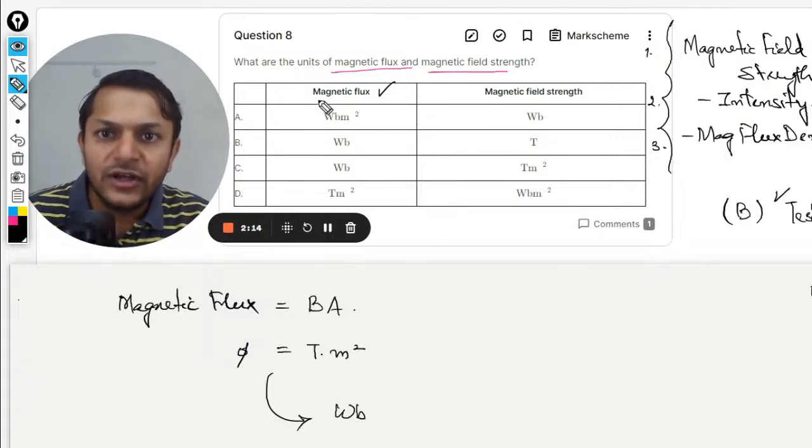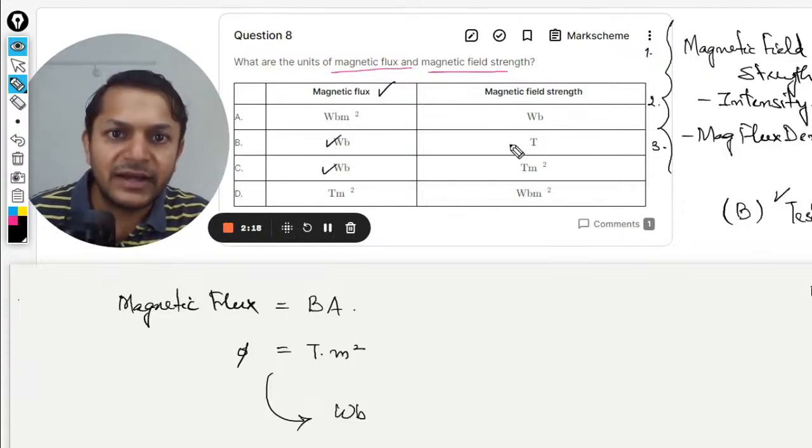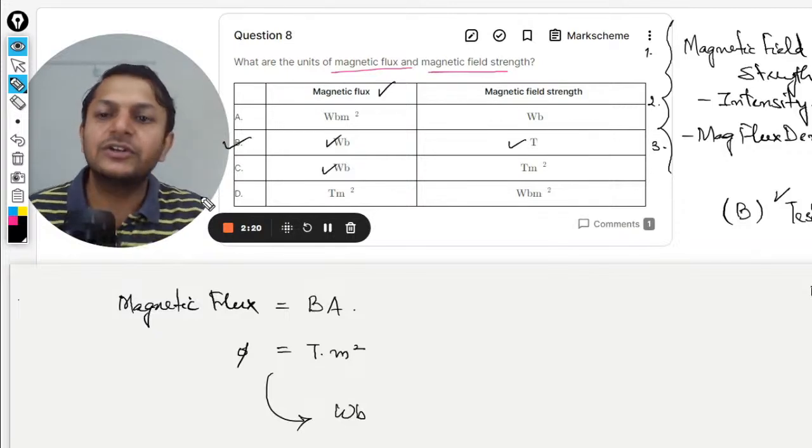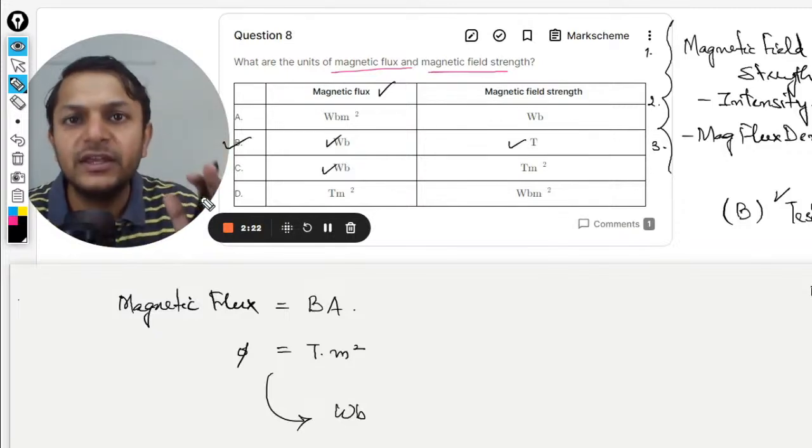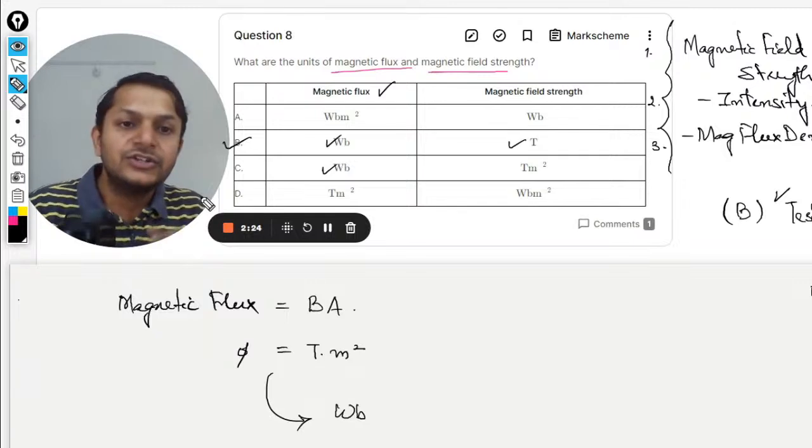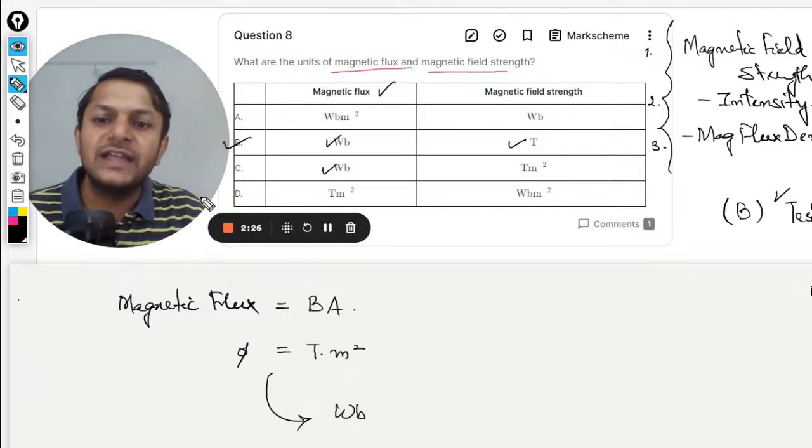So in this question, for the magnetic flux, we are going to say Weber, and for the magnetic field strength, it will be Tesla. So definitely the answer is going to be B, no doubt about that. So why am I doing this question in that much detail?